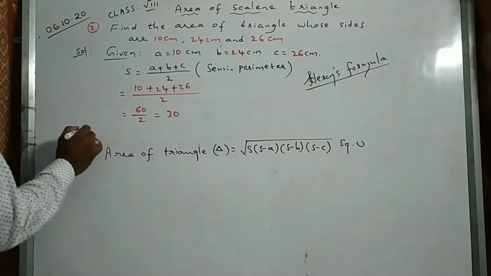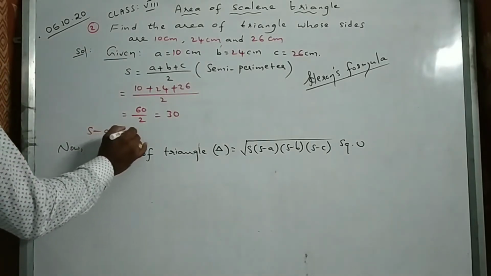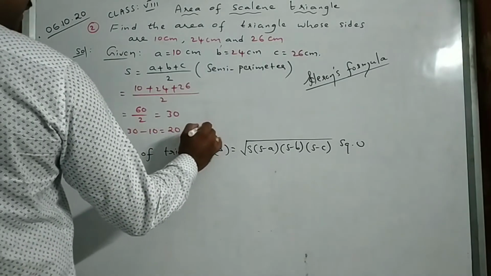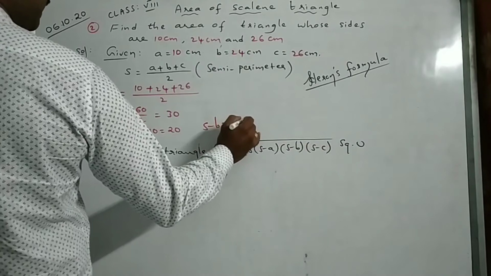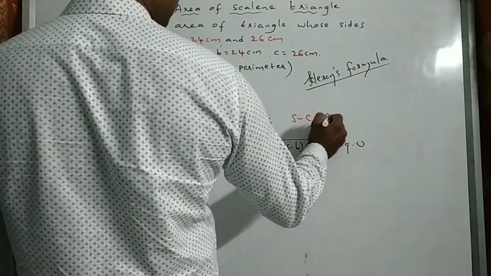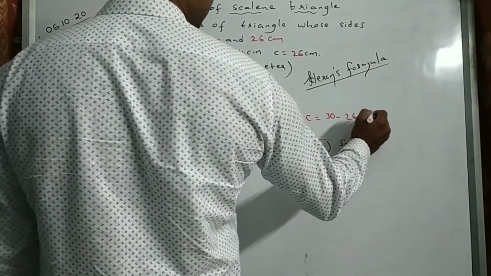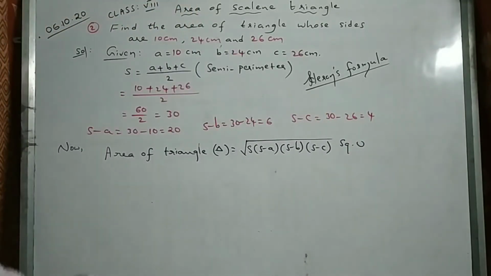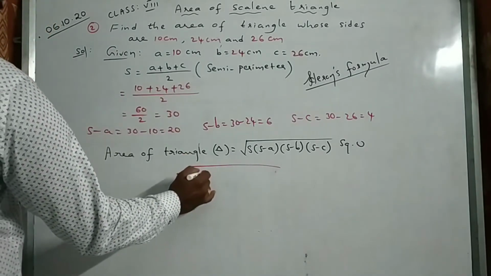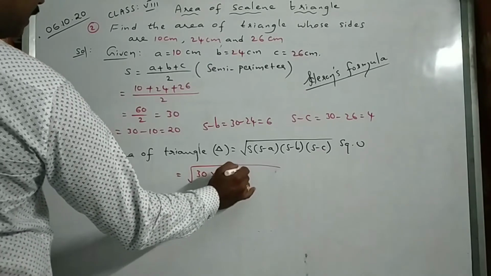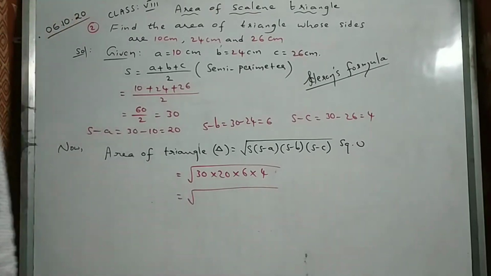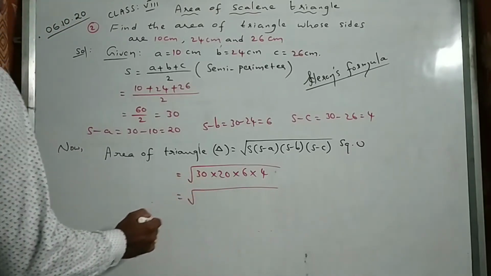So first what should you do? S minus A. 30 minus 10 will be 20. Similarly S minus B. 30 minus 24, that is 6. S minus C. 30 minus 26, 4. Right? Now substitute in the formula. Square root of S value I got 30, S minus A 20, S minus B 6, S minus C 4.